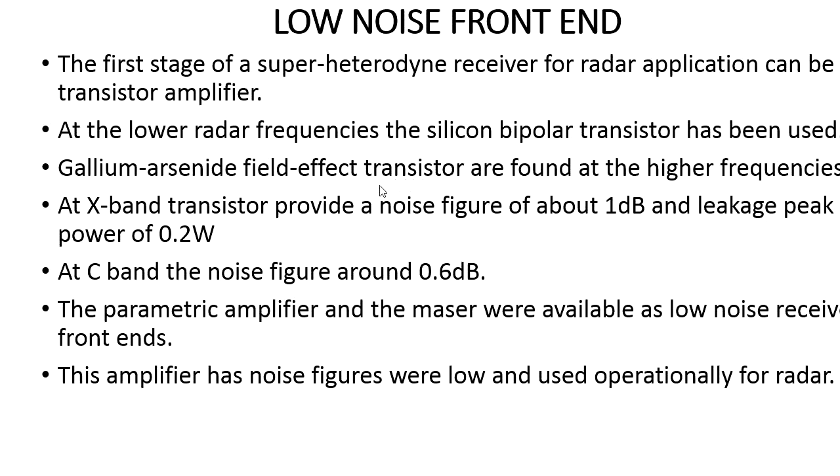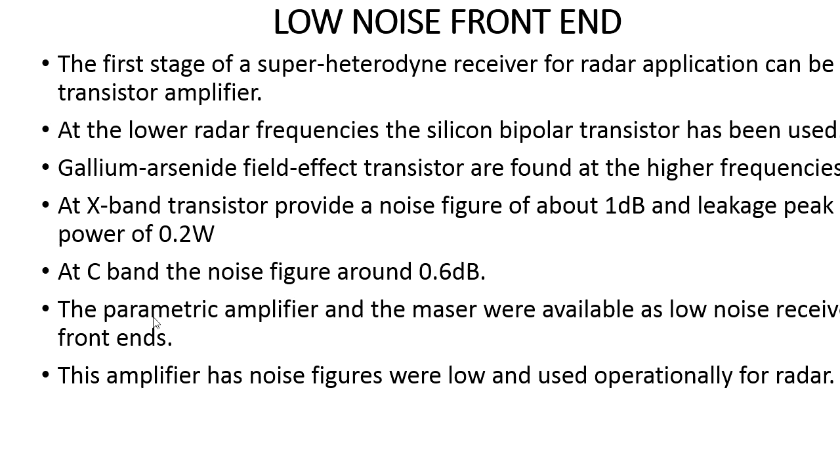And again, whenever I use the transistor at the X band, we find a noise figure of about 1 dB and the leakage peak power is 0.2 watt. Similarly at C band frequencies, the noise figure is around 0.6 dB. So these are the values we find for the transistors when receiving the lower range frequency as well as higher range frequencies. This is the beginning part of the superheterodyne receiver.